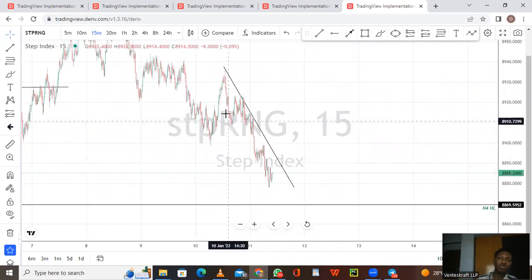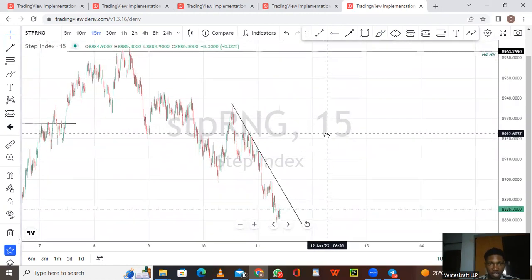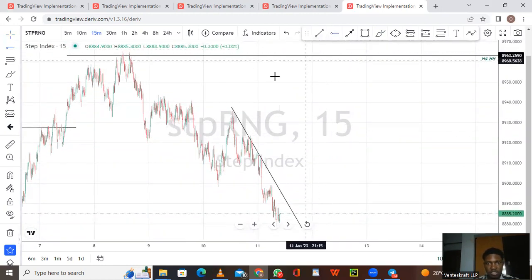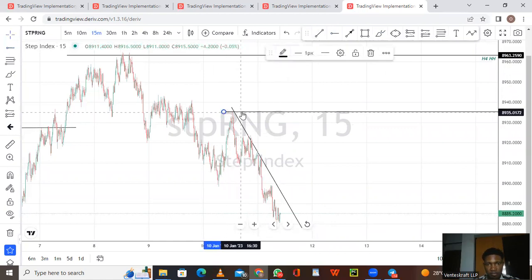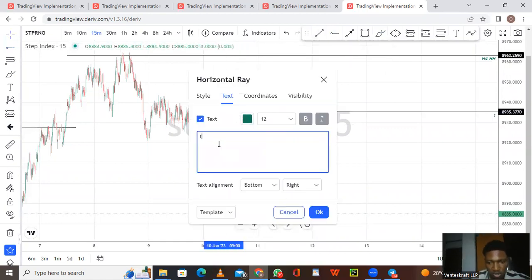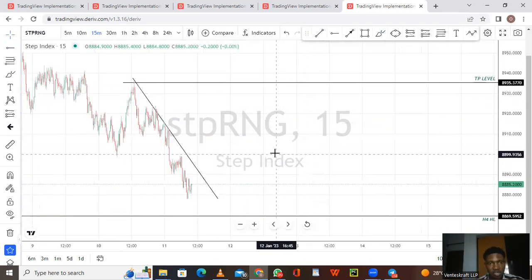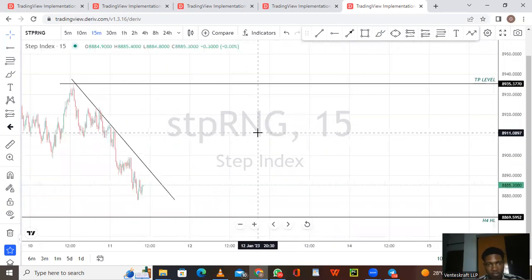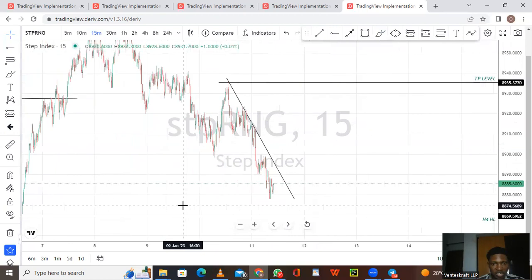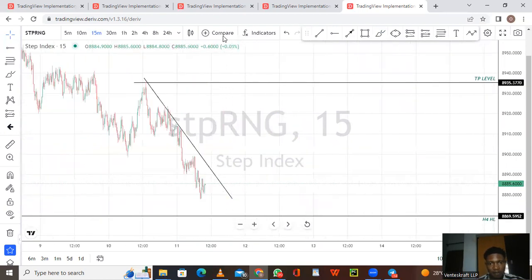So for me to have a good position for a buy, I might decide to target this particular point here as my TP. I can call it TP level, so that whoever looks at my analysis can understand what is happening and the decision you want to take in the market. So what I need to see is, this was based on the 15 minutes.